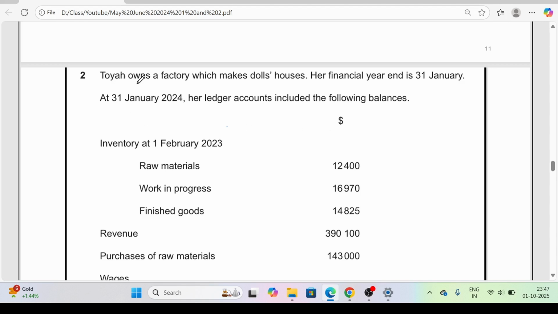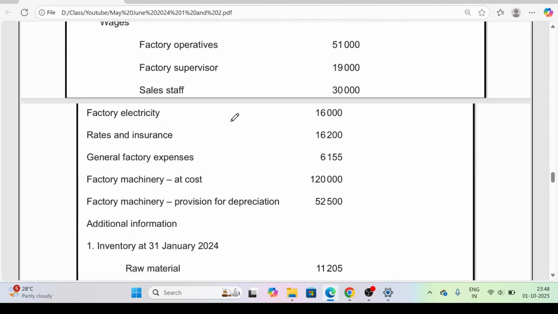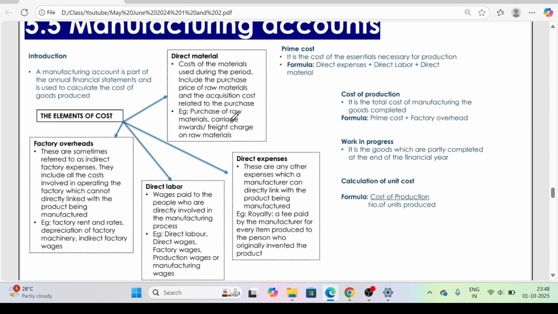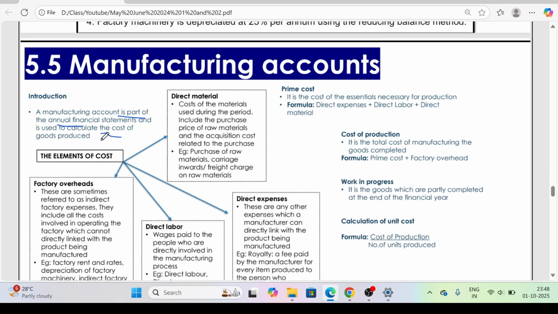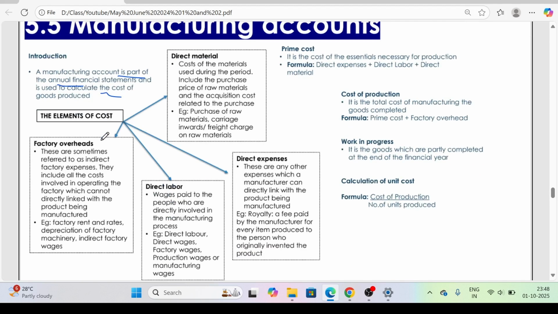This topic is related to manufacturing account. So first question here, what is manufacturing account? Manufacturing account is part of the annual financial statement and is used to calculate the cost of goods produced. Then what are the elements of cost? That is important. There are four mainly.